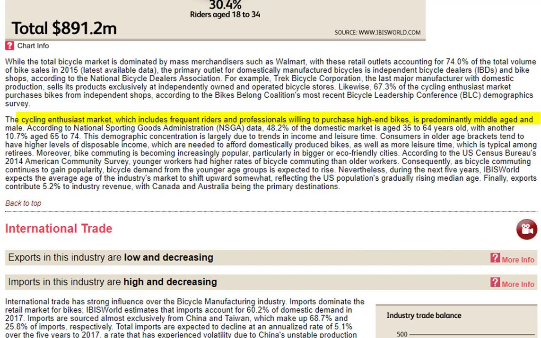Do keep in mind that that may not necessarily be the market that you are looking for, especially when it comes to mountain biking. This does say this demographic concentration is largely due to income and leisure time. Bike commuting is becoming more popular, especially in bigger or eco-friendly cities. Now, that may not necessarily be who you are looking for when you're looking at mountain bikers. When you think about commuting, that is also something to be aware of and to think about.